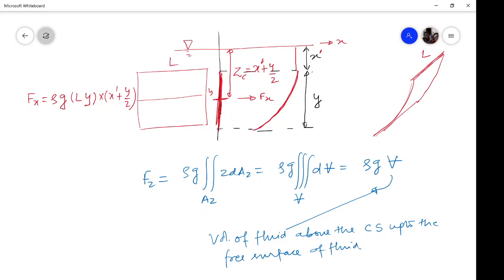Whenever you have a curved surface and you are interested in knowing the vertical component of resultant hydrostatic force, what do you do? You take the surface, let us say this is the curved one, and you project it upwards like this until you arrive at the free surface. Then the volume of fluid above the surface up to the free surface, and the weight of that particular volume, will give you the component of hydrostatic pressure force in that particular direction.